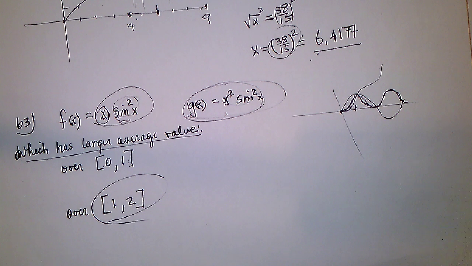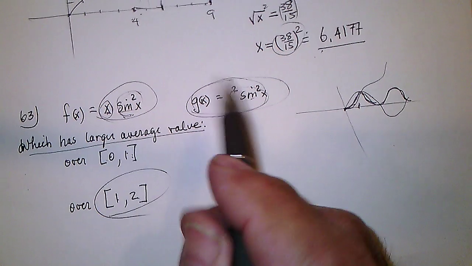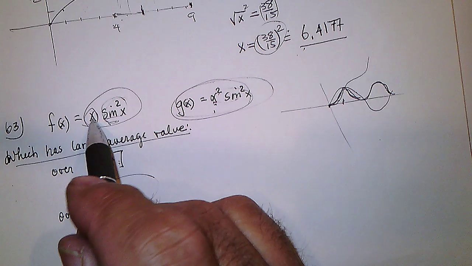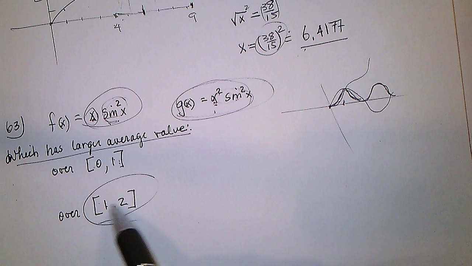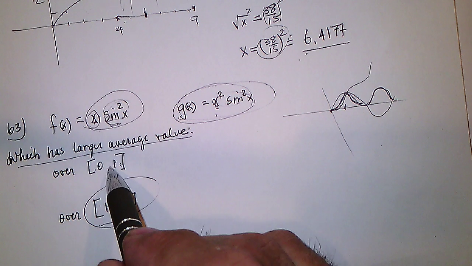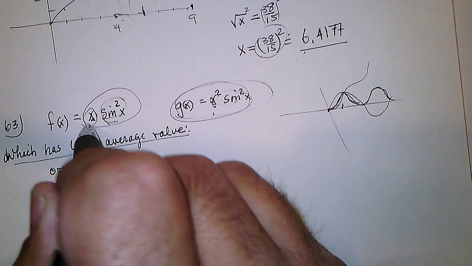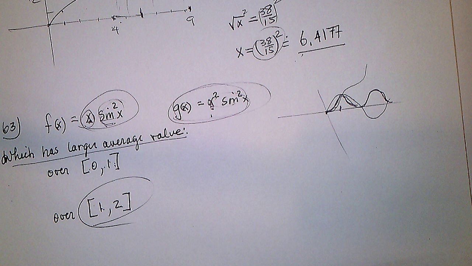Okay? Because numbers between 0 and 1 squared are smaller than this, but between 1 and 2, this is bigger than this. This is bigger than this here. This is bigger than that there. That's it.